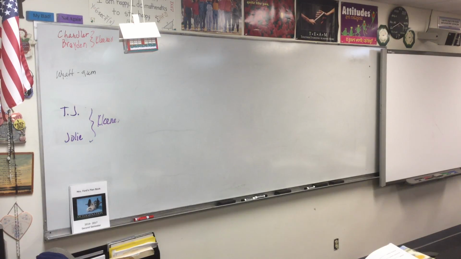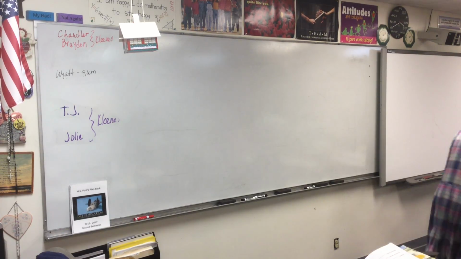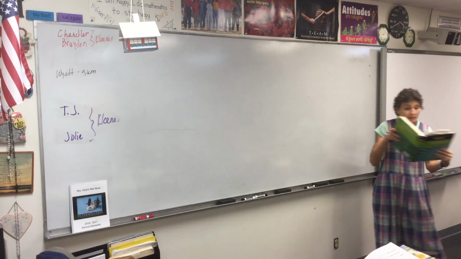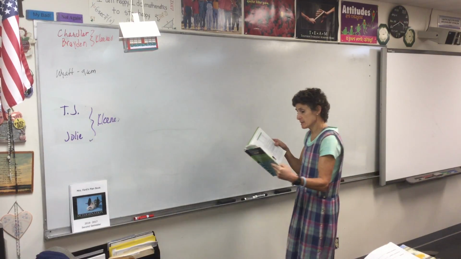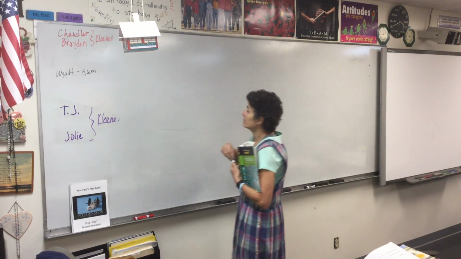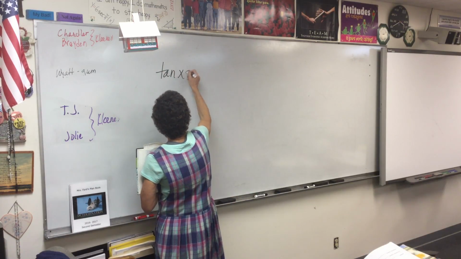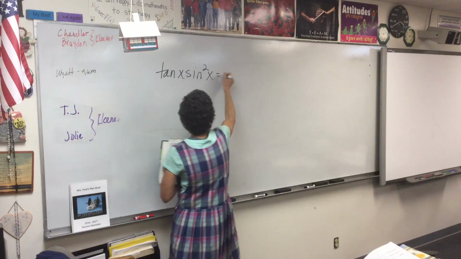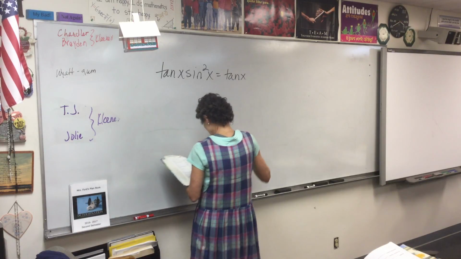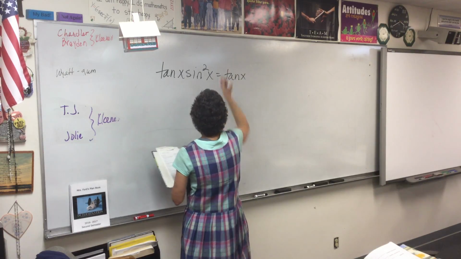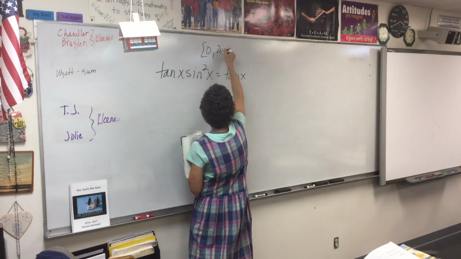All right, so number 53, 5.1: tan x times sine squared x equals tan x. All right, so anybody have any idea? We are solving between 0 and 2 pi.